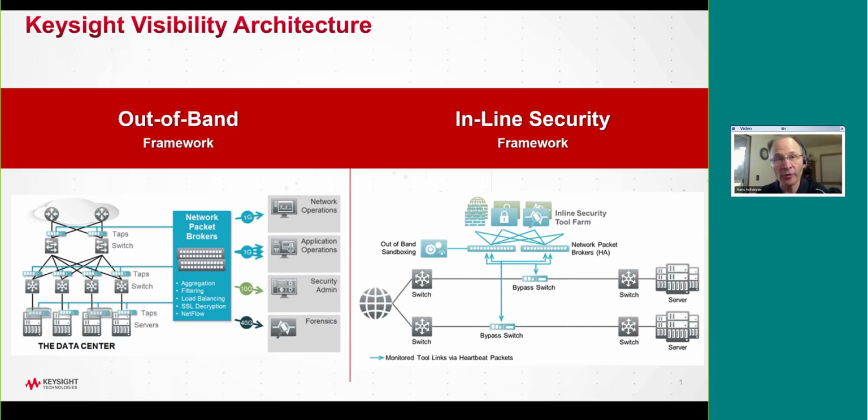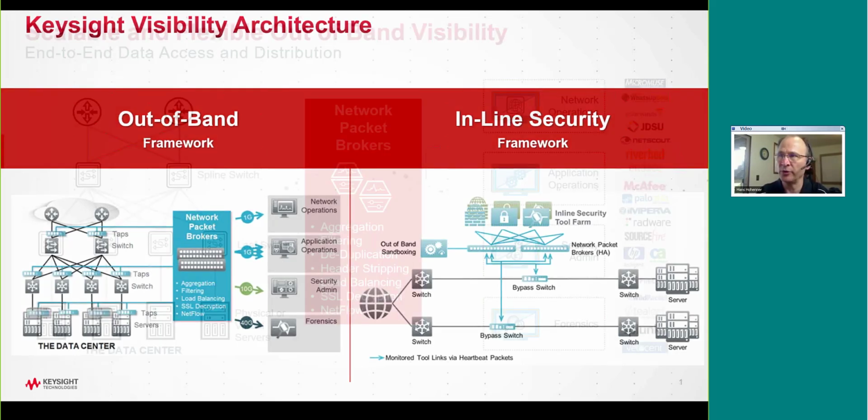An inline network deployment, however, is very fundamentally different, and usually this is used with security applications. We turn the tap into a bypass switch, and we bring the data into a packet broker, and we feed a service chain of tools. That service chain could then modify the data and then bring that data back onto the network. So let's take a closer look at out-of-band really quick.